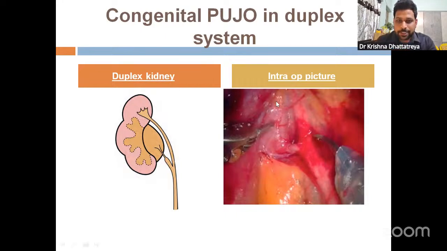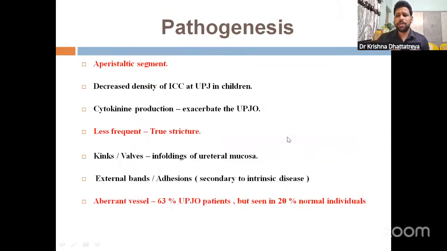Where you can see my cursor, it is showing the grossly dilated pelvis from the lower calyceal system, that is from the lower pole. So what are the different pathogenesis mechanisms? Why has this congenital pelvic junction obstruction developed? It can be because of development of an aperistaltic segment, and less frequently it can be because of a true stricture also.